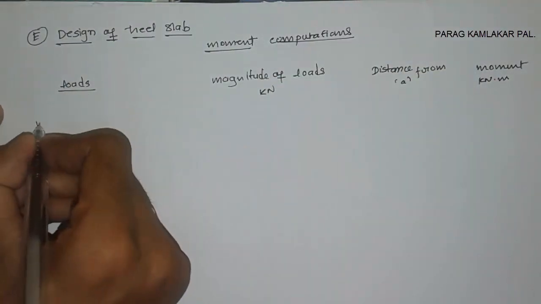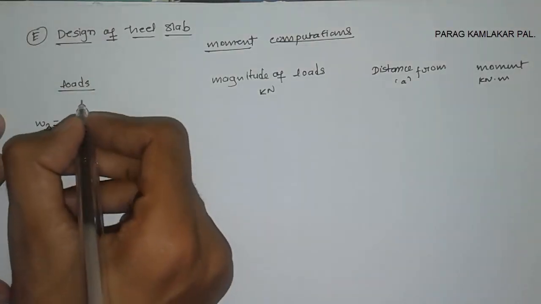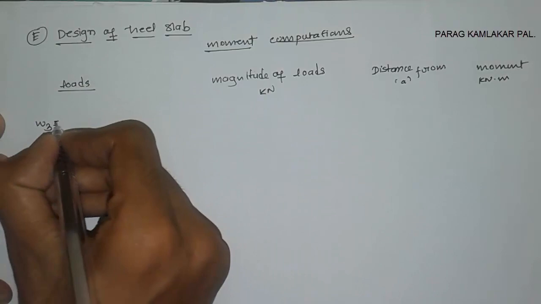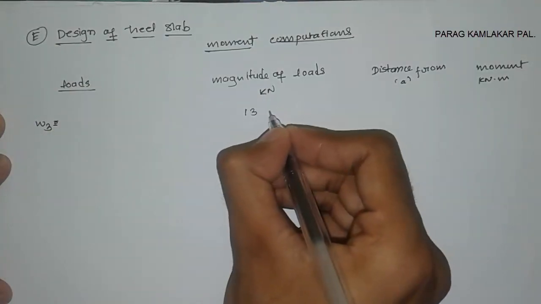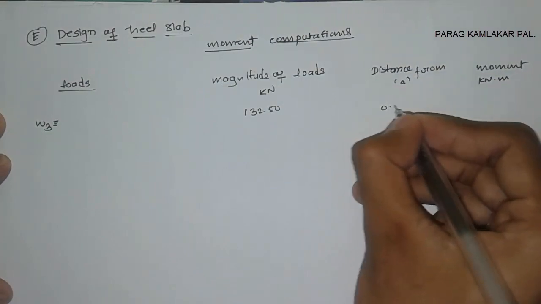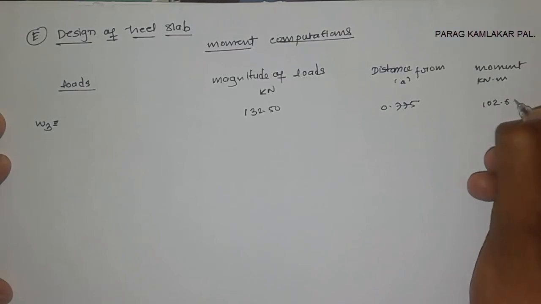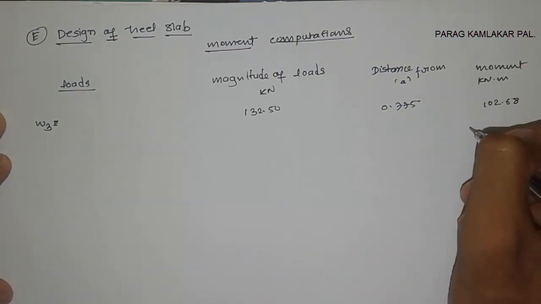Now W3, what is the W3? We already calculated it, the value is 132.50. In the first table we calculated all the values, 0.775, and this is 102.68. Now we get the moment for W3.